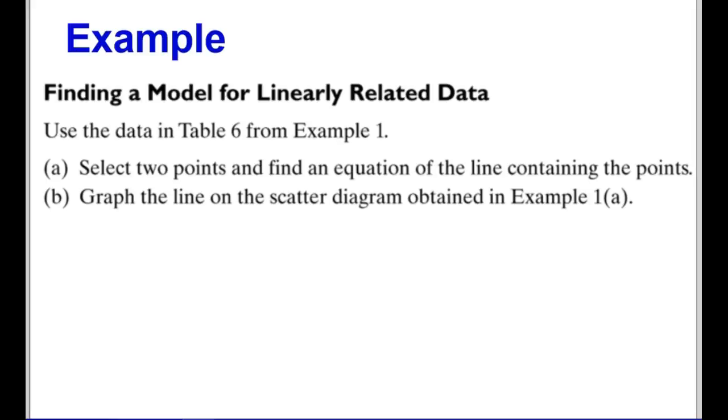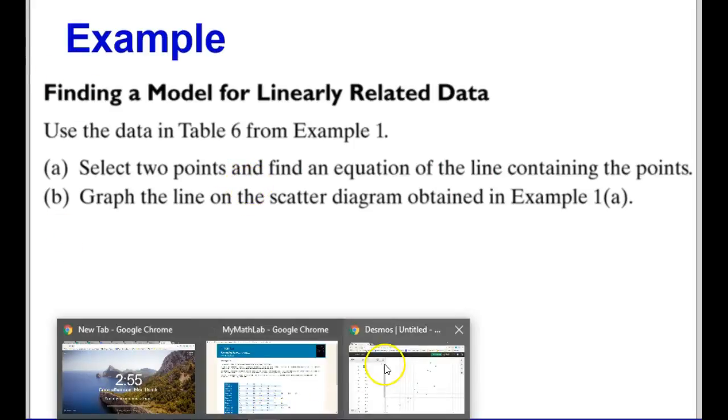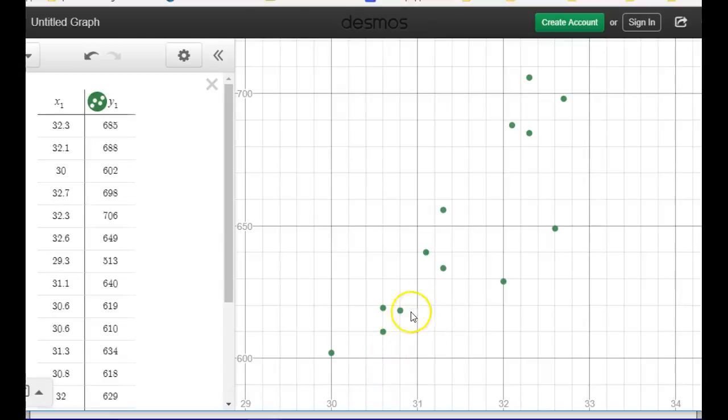Okay. So now we're going to find our models for our linear data. I want to use the data from table 6 from before, that baseball data. The first thing we're going to do is select 2 points and find an equation of the line. Here's where this gets tricky if we do it by hand, because based on my 2 points, I could have a very different line. So here's my scatter plot. If I pick this point and this point as my 2 points, you'll see my line would go something like this. But if I choose this point and this point, I have a very different equation.